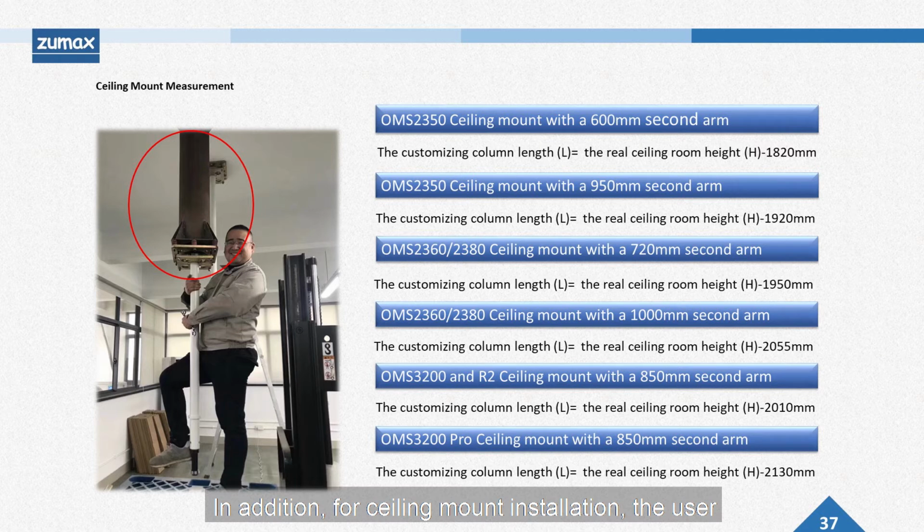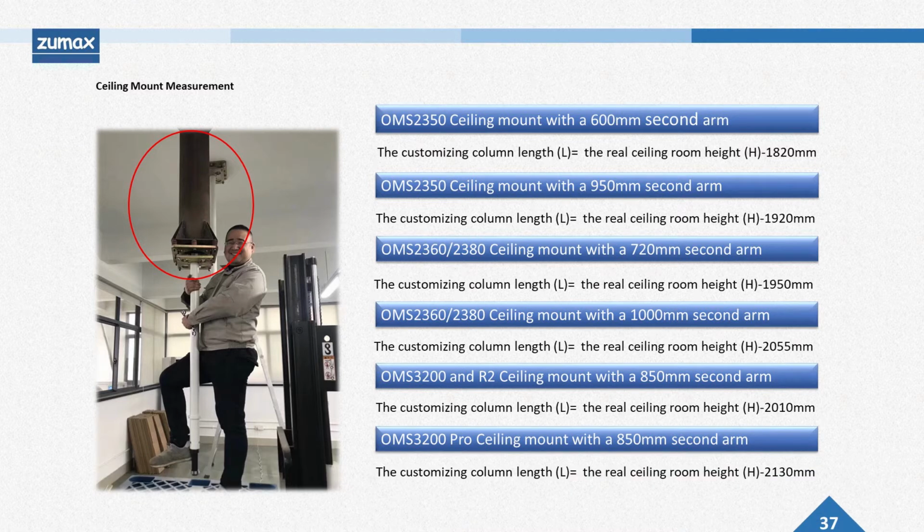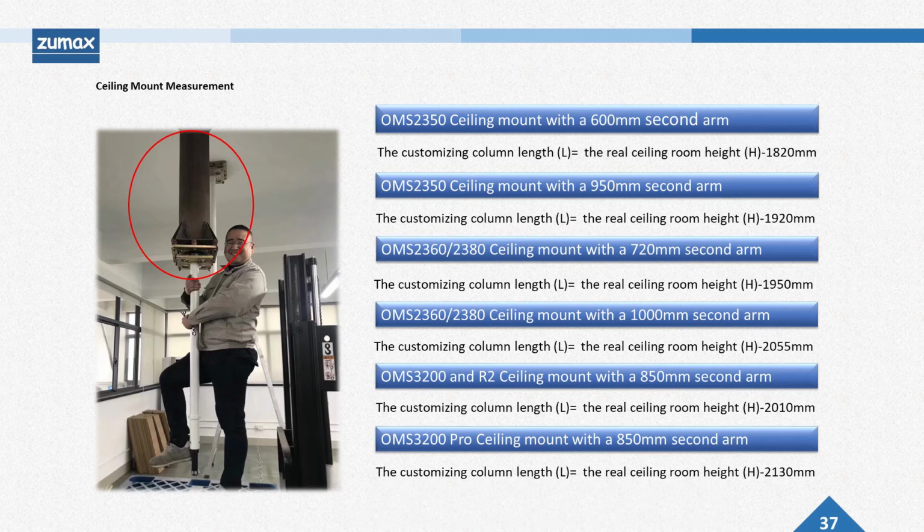In addition, for ceiling mount installation, the user needs to provide us with two measurement data: the height from the concrete ceiling to the ground and the height from the decorative ceiling to the ground, so that we can calculate the length of the column.